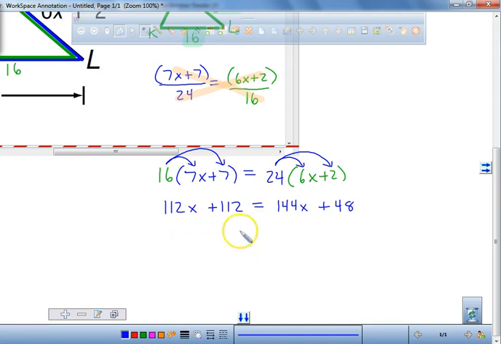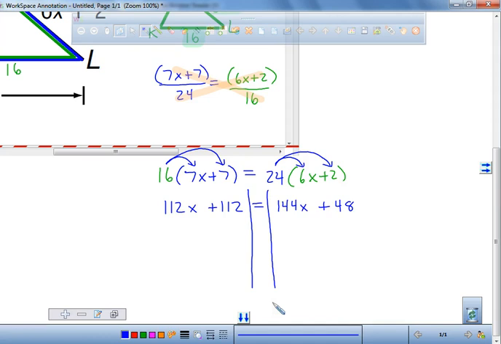This right here, some of you were adding things that you were not allowed to add. That's okay, as long as you understand. The x's cannot be added to this because these are not like terms. We have to solve for x, okay? So if we have to solve for x, that means we have to get all the x's to one side and all the numbers to the other side.